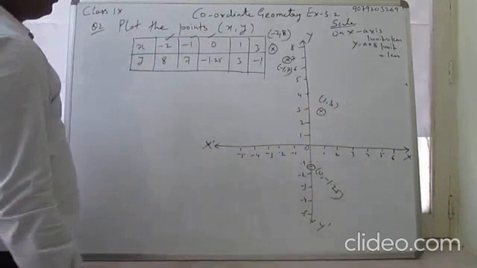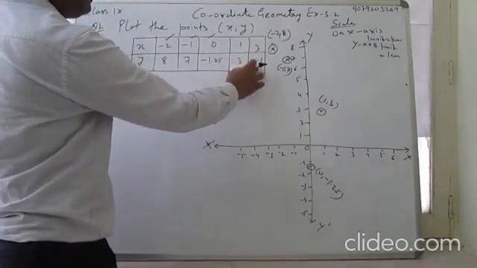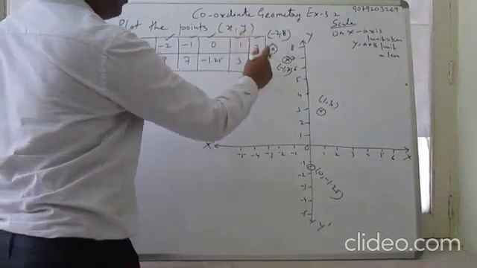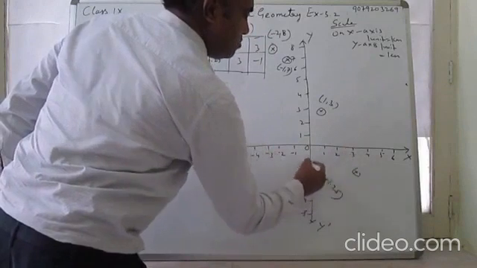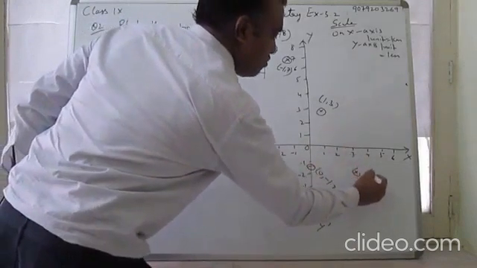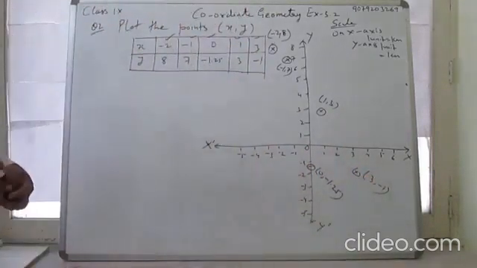Label the points also. Now 3, minus 1. 3 is positive on the x-axis and the y-axis value is negative, so it is in the fourth quadrant. This is 3 and this is minus 1. You can also use a ruler for plotting the points, 3, minus 1.